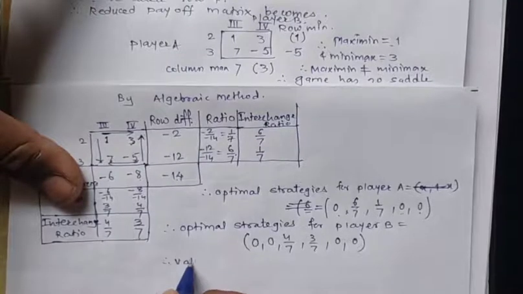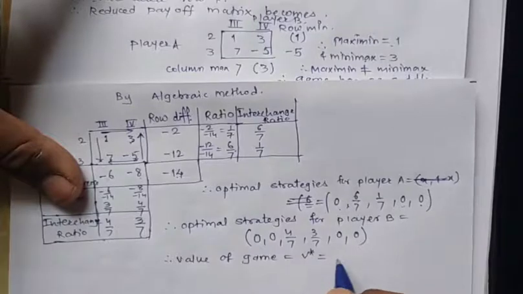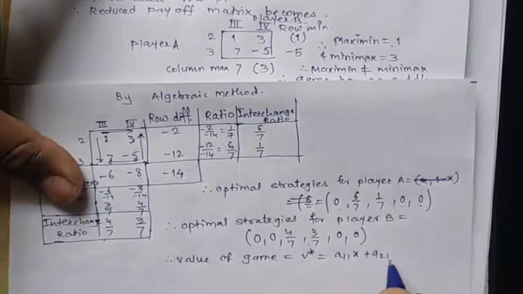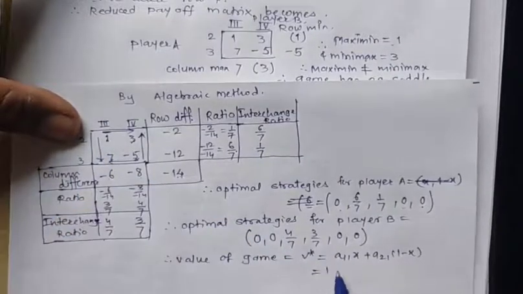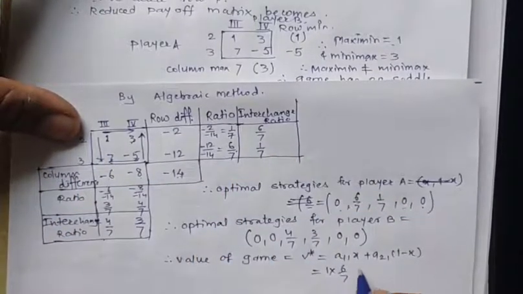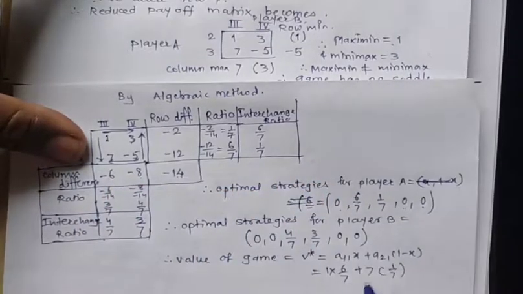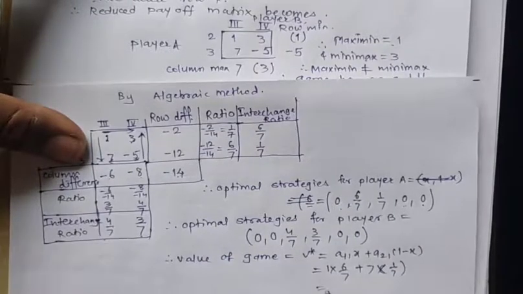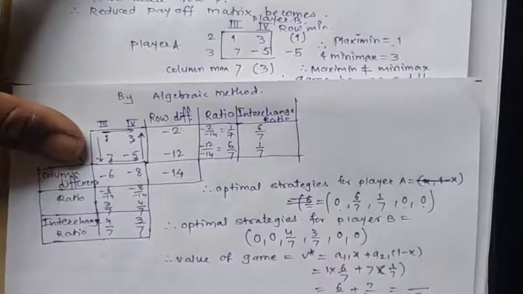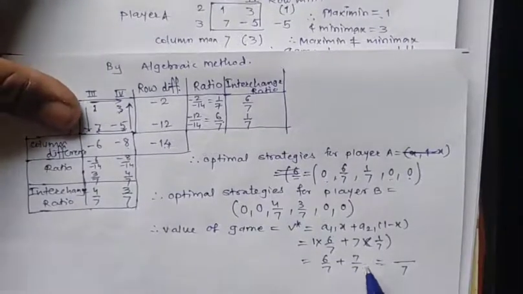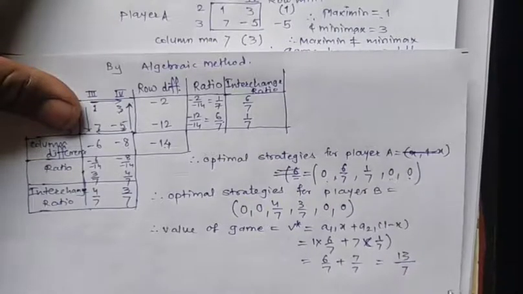Now therefore the value of the game is equal to V star, which is equal to a11 x plus a21 into 1 minus x, which is equal to a11 is 1 into x is 6 by 7, plus a21 is 7 into 1 minus x is 1 by 7, which is equal to 6 by 7 plus 7 by 7. The denominator is the same, so addition of the numerators, we get 6 plus 7, which is 13 upon 7.